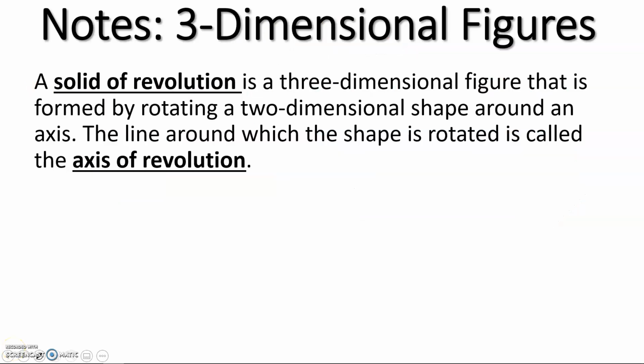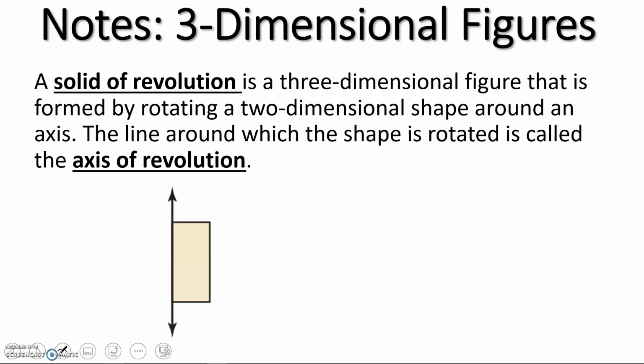All right, the last thing we're going to talk about today is what's called a solid of revolution. A solid of revolution is a 3-dimensional figure that is formed by rotating a 2-dimensional shape around an axis. The line around which the shape is rotated is called the axis of revolution.